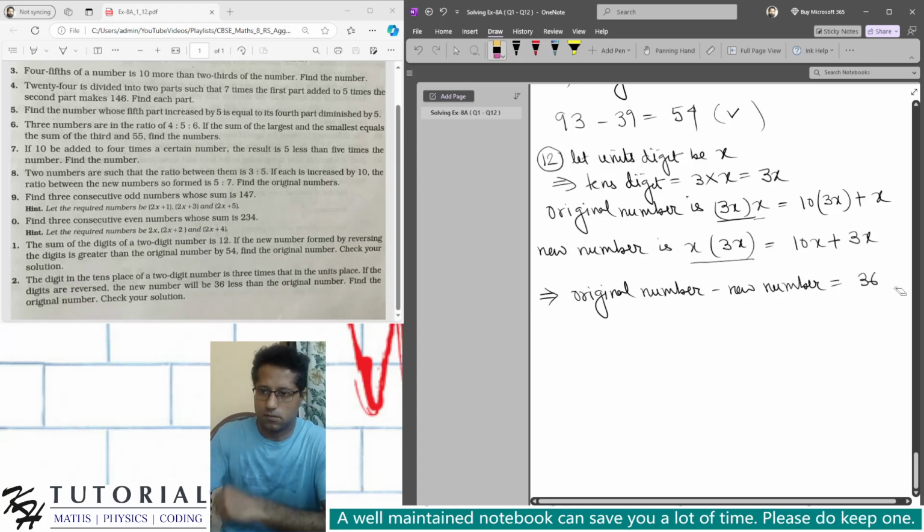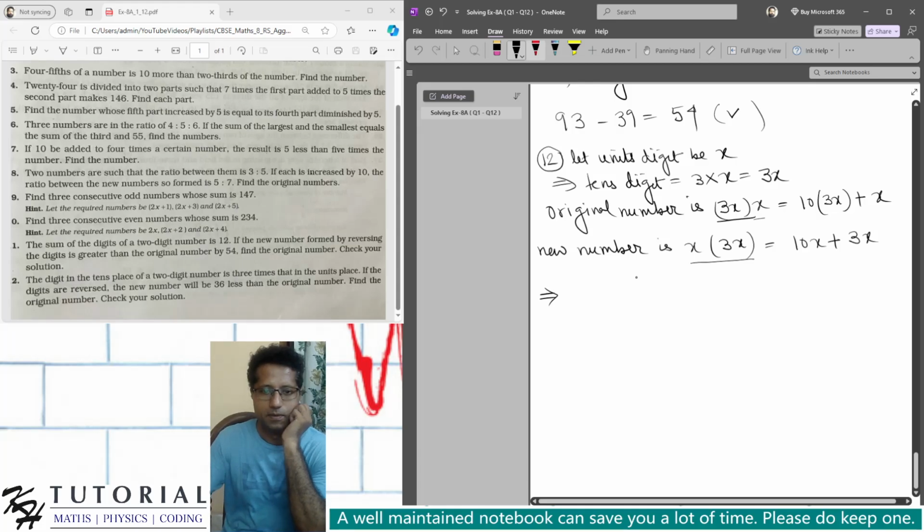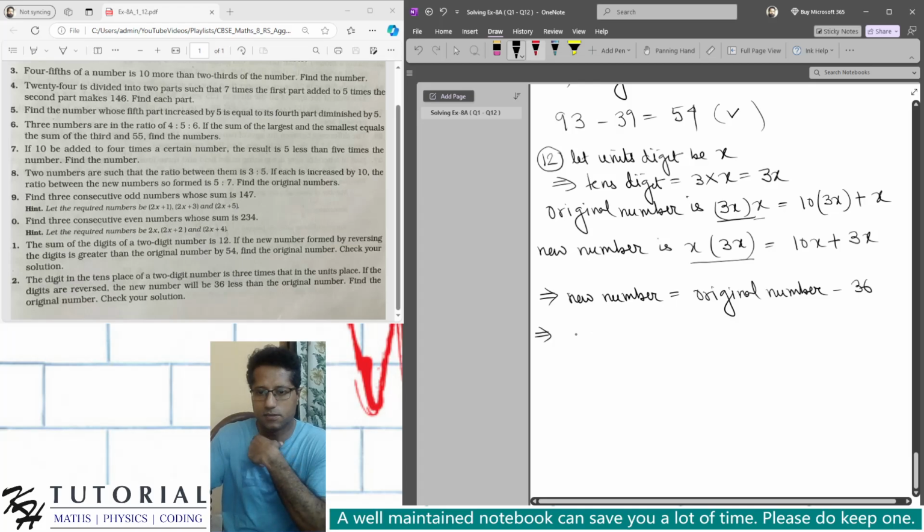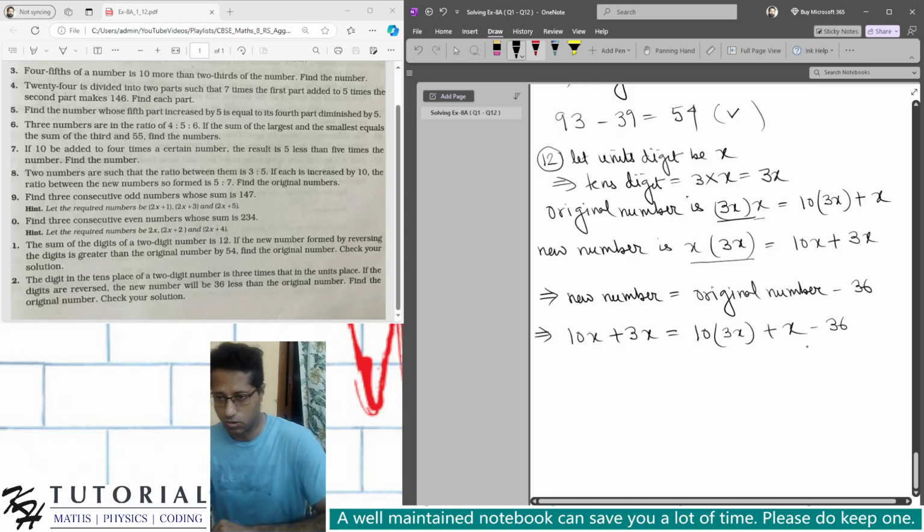Okay. It is given that the new number will be 36 less than the original number. That is, original number minus 36. The new number is 36 less than the original number. So this implies the new number, 10x plus 3x, is equal to the original number, 10 into 3x plus x, and then we have minus 36. This should be the equation.